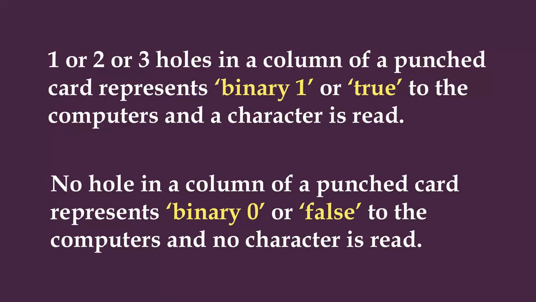And whenever a punch card is fed into a punch card reader, which is connected to a particular computer, then if there is any 1, 2 or 3 holes found in a particular column of a punch card, then light passes through those holes, which represents true or binary 1, and a character is read by the computer. And if there is no hole found in a particular column of the punch card, then light cannot pass through the card, which represents false or binary 0, and no character is read by the computer.